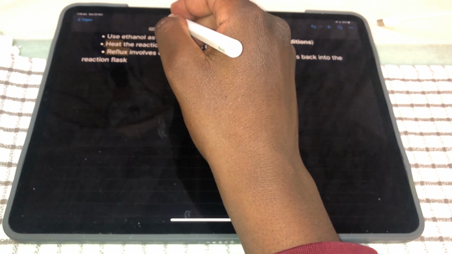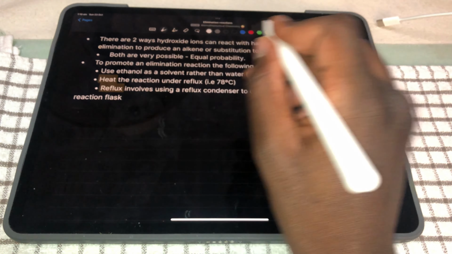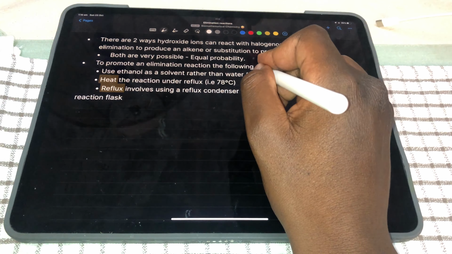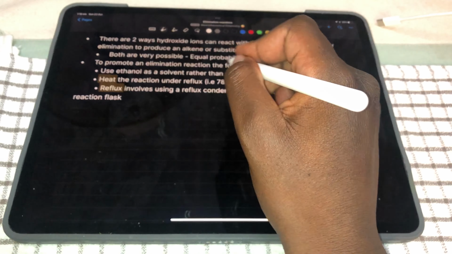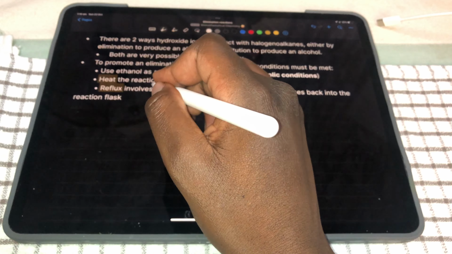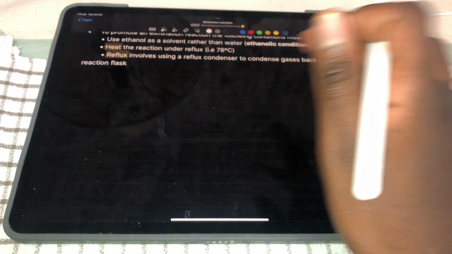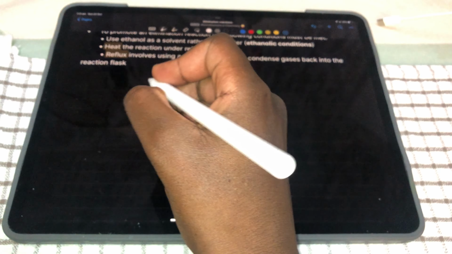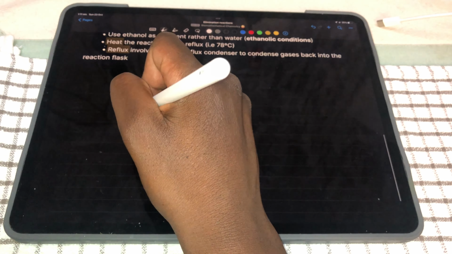But the main part you need to understand is, when you're looking at these exams, they tell you to do this and this and this, but then the conditions are hot, ethanolic, reflux. This is an elimination reaction. That's what you need to mostly focus on.